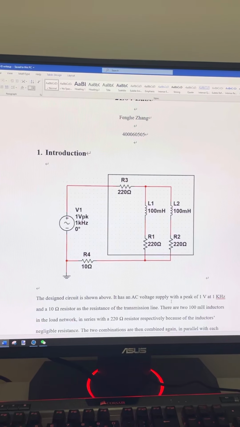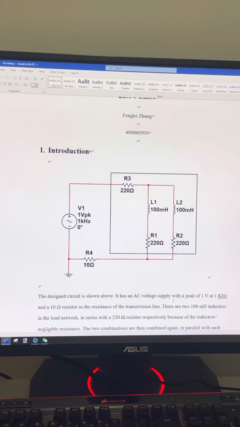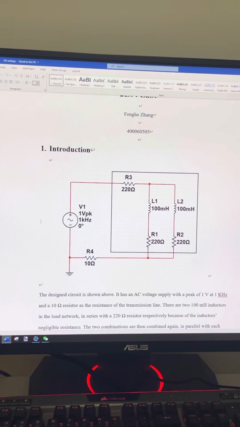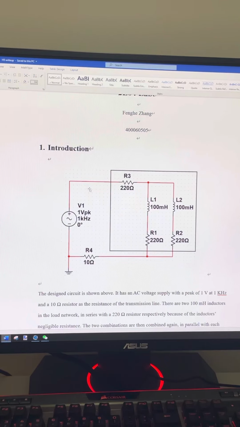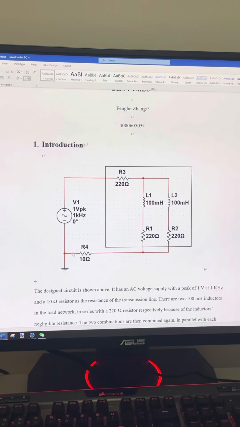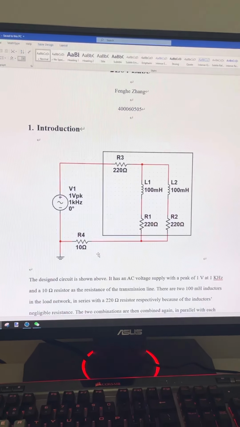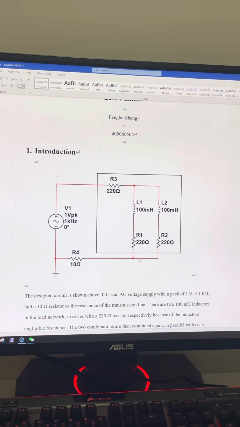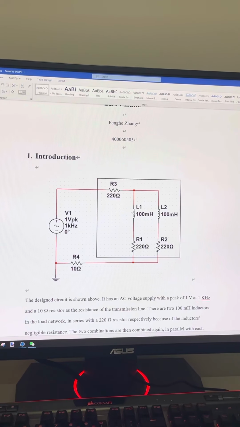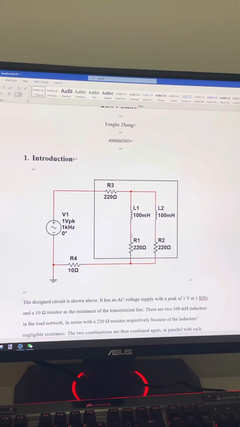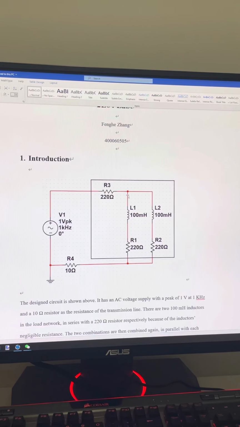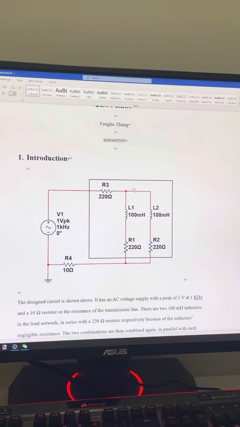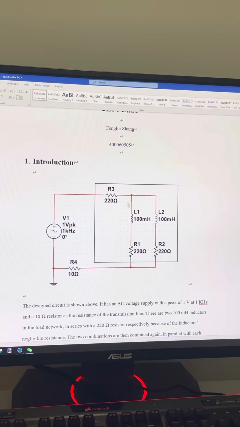Okay, so this is the video for topic number 5, the AC power. And this is the circuit I built with an AC power supply. A small resistor represents the resistance in the transmission lines, and of course the load network has inductors and resistors in series here, and this part and this part are going to be in parallel. And finally R3 is in series with these two.